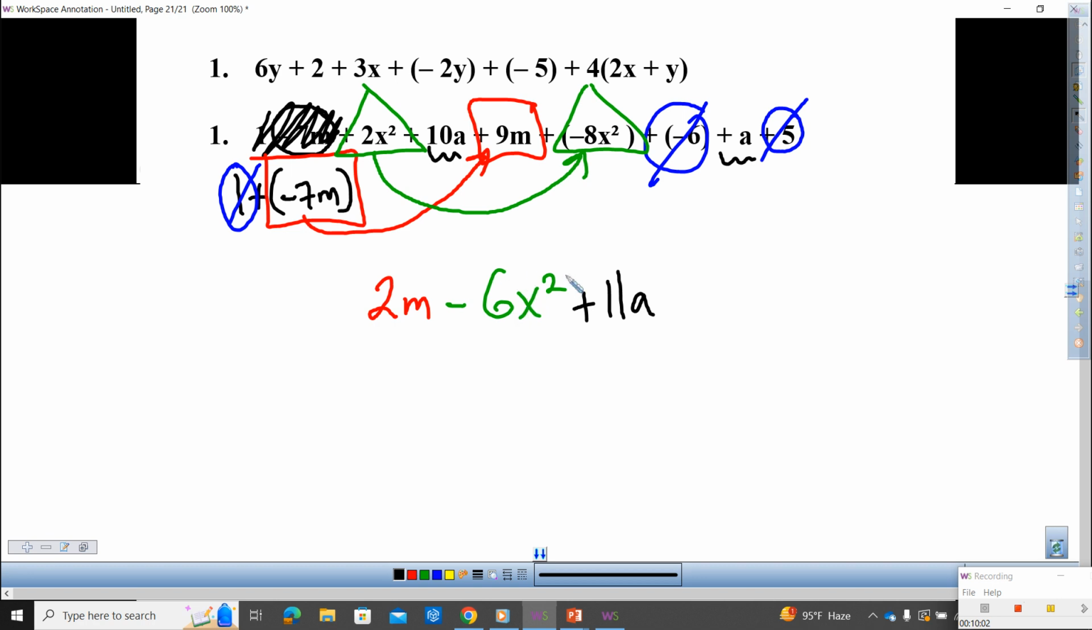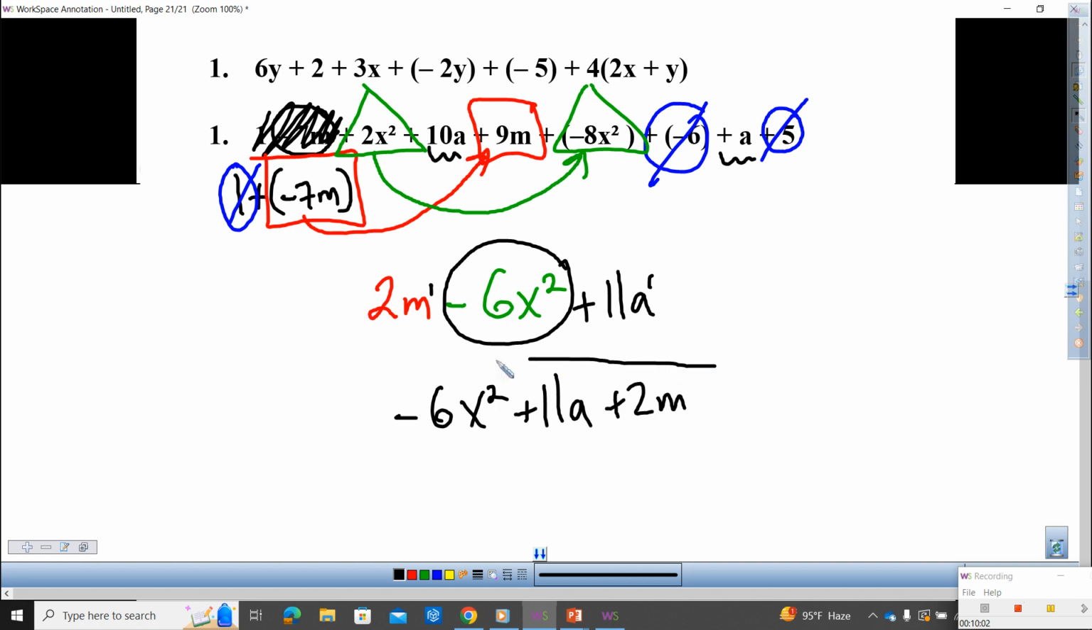So I'm going to start with this one, negative 6x squared. What is the exponent on the m? 1. How about on the a? 1. So they're both the same degree. So which one goes first, Mr. Q? In alphabetical order. I'm going to start with 11a, and I'm going to finish with 2m, and we are done.